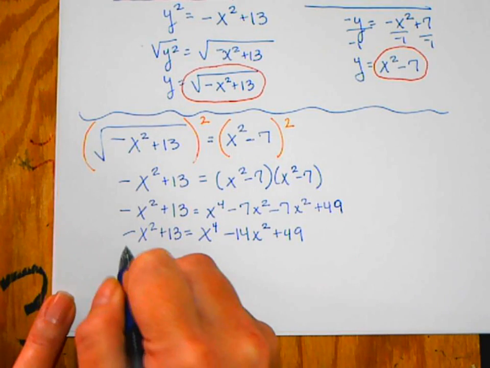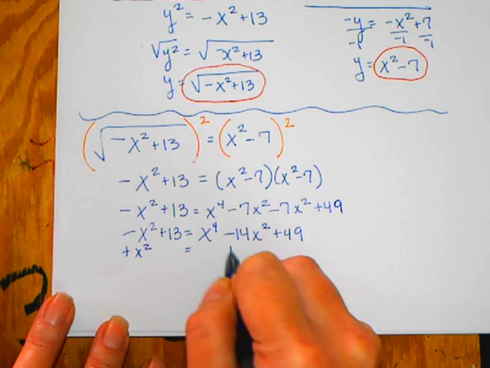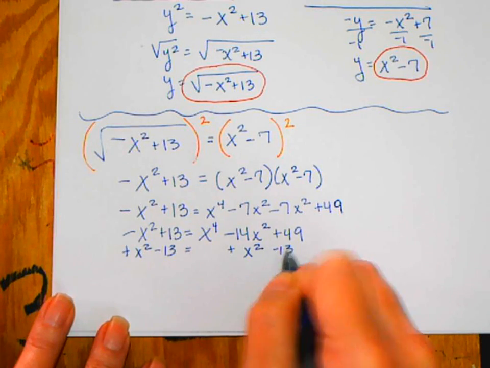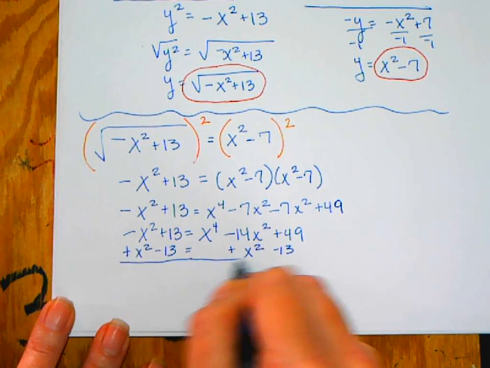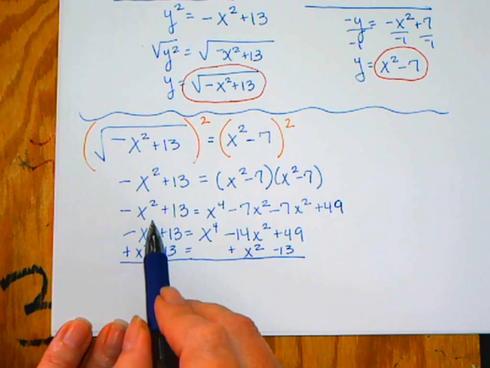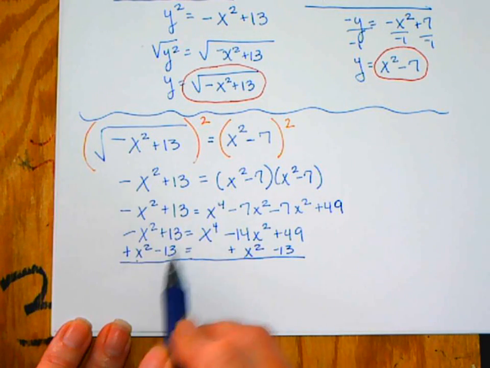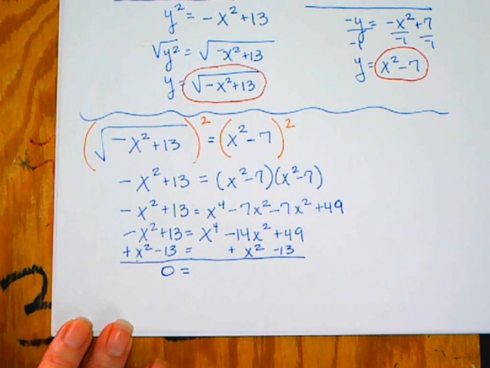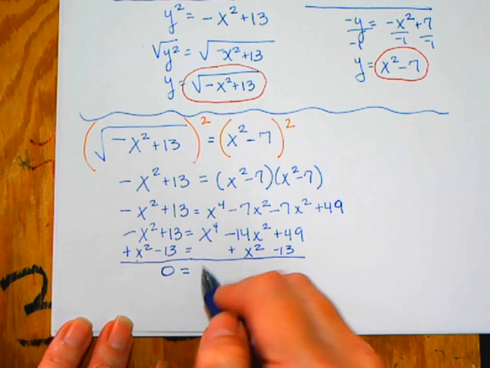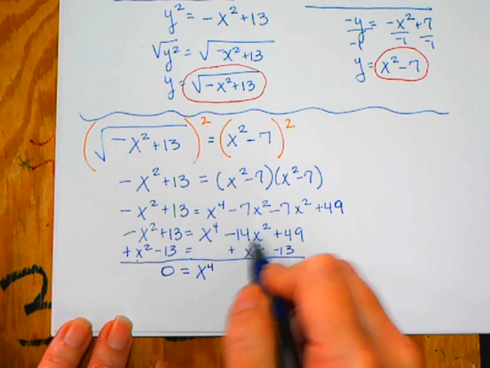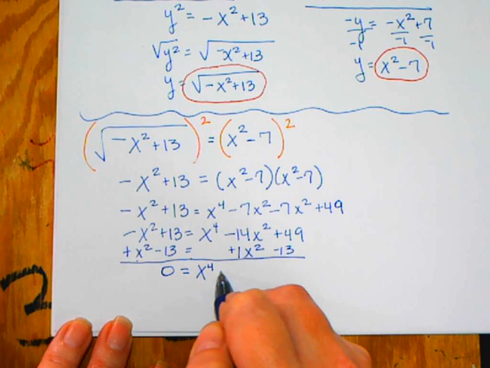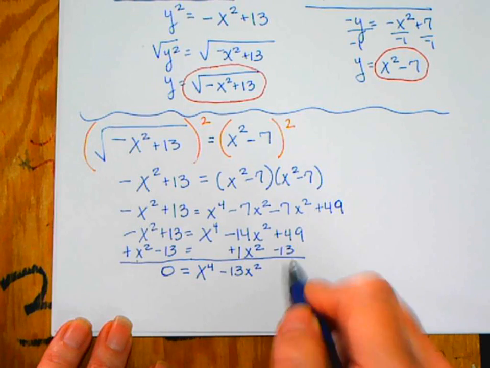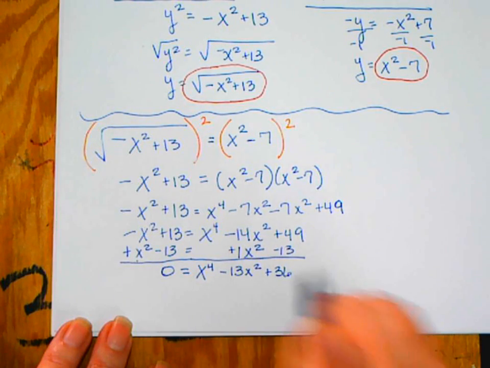So I will add x squared to both sides. And I'll go ahead and subtract 13 from both sides as well. On the left, negative x squared plus x squared is 0. Positive 13 and negative 13 is 0. So I'm going to put a 0. There's nothing left on the left side. On the right side, I have x to the fourth. Negative 14x squared plus 1x squared is negative 13x squared. And 49 minus 13 is positive 36.